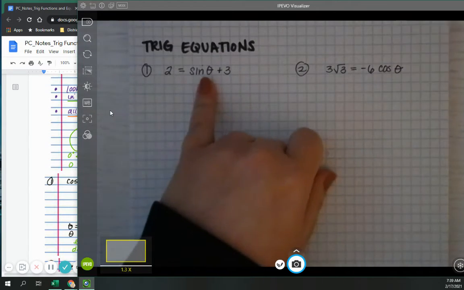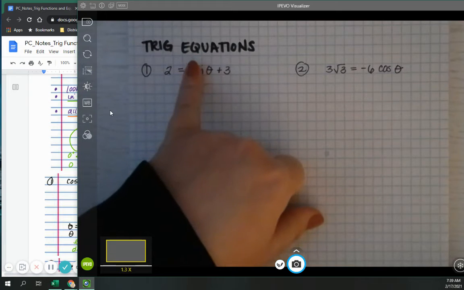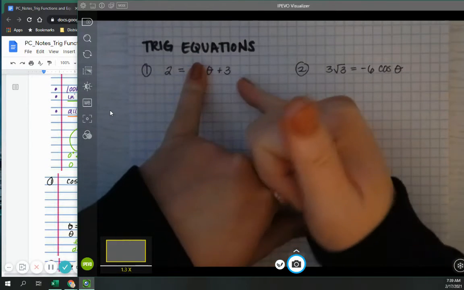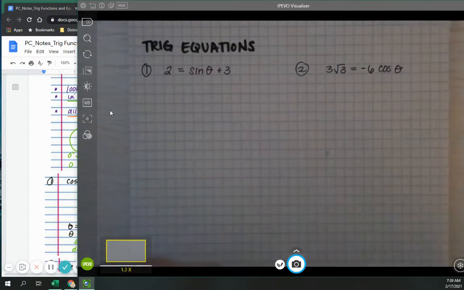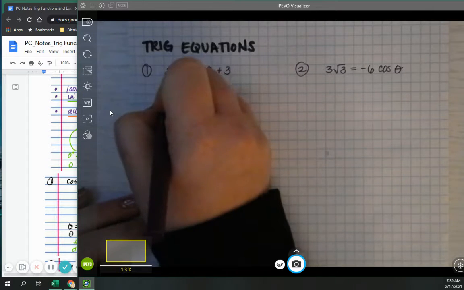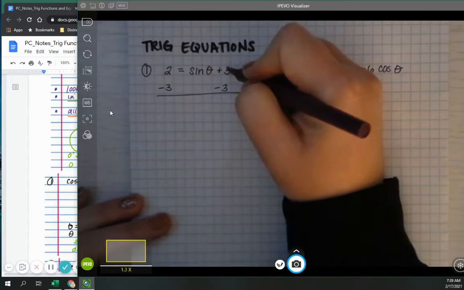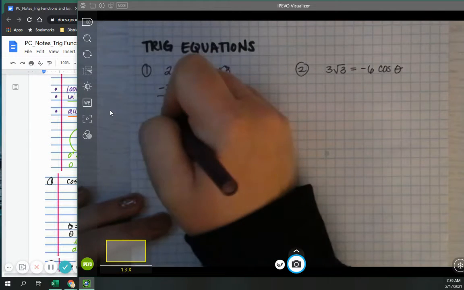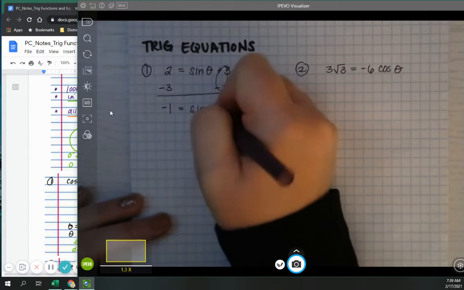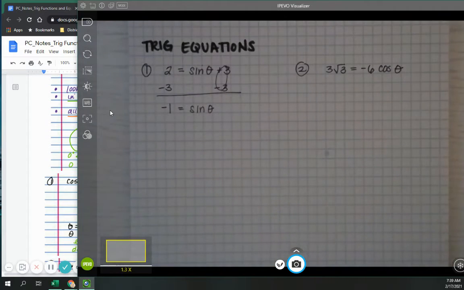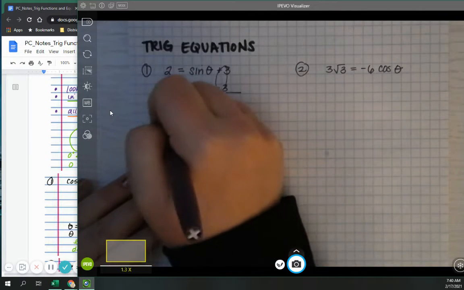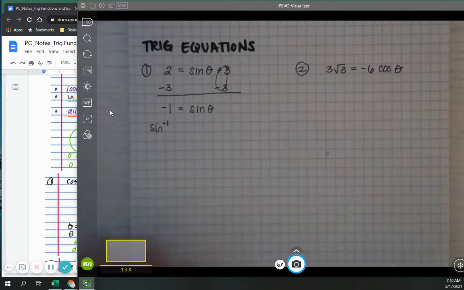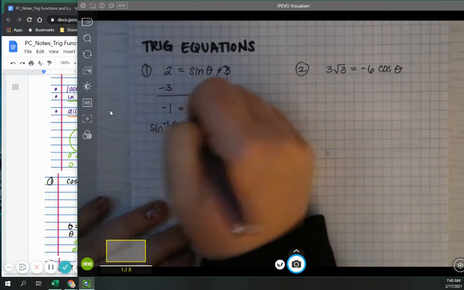Our goal is to get the theta by itself, and I notice that if I cover up sine and just focus on the theta, there's a plus 3, and the opposite of plus 3 is subtract 3. So I'm going to subtract 3 from both sides. And 3 minus 3 is a 0. 2 minus 3 gives me -1 is equal to sine theta. Now, theta is not by itself. In order to remove that sine and put it to the other side, we're going to do the inverse of sine. So sine inverse, which is denoted with that -1 in the exponent, of -1 is equal to theta.